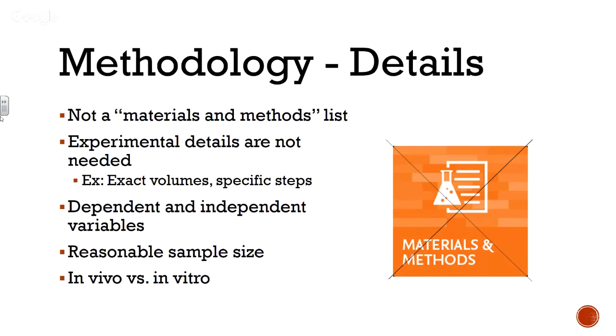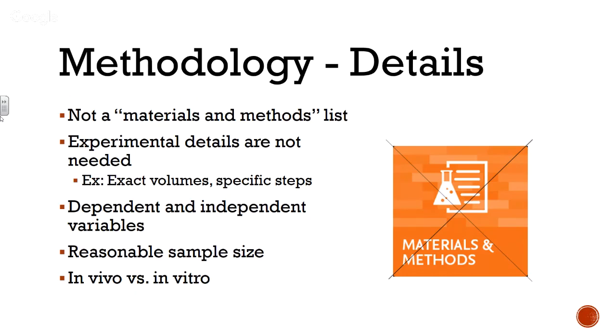Your experimental details are not needed, so you don't need exact volumes or specific steps. For example, if you're using a solution of NaOH to catalyze a reaction, you don't want to include the specific volume and the specific concentration of NaOH. You just want to say, for example, I'm going to use NaOH as a catalyst for this reaction, which will allow me to get this.